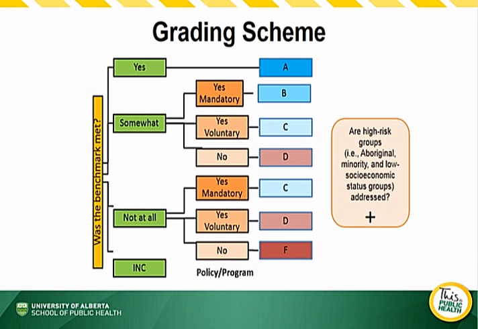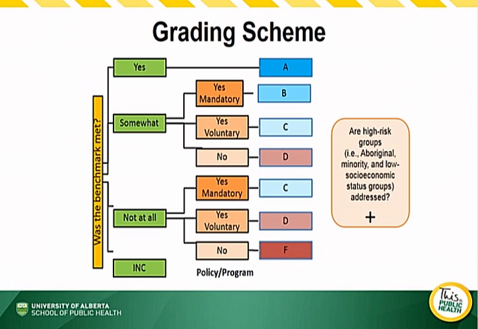So the grading process as a whole involves searching for the best available evidence and then organizing the data for grading at a consensus decision-making meeting with the expert working group. And here you can see the grading process that was conducted for each indicator. So working from left to right, first we look at whether the benchmark was met. And as you can see in the green boxes, the choices are yes, somewhat, not at all, or inconclusive due to a lack of data.